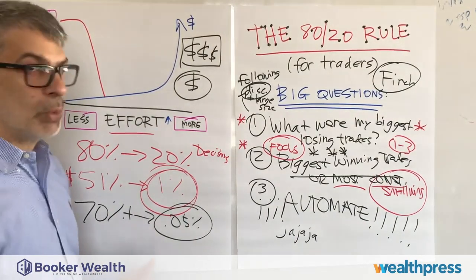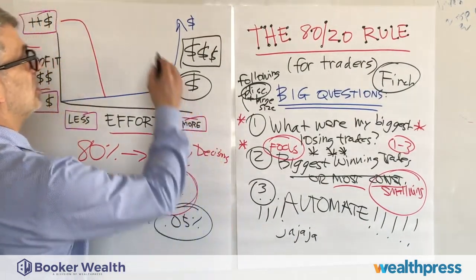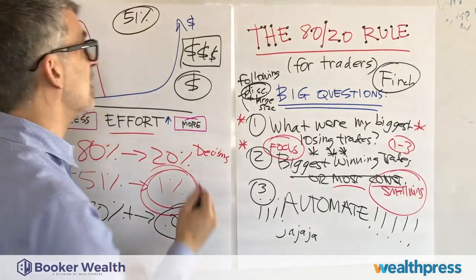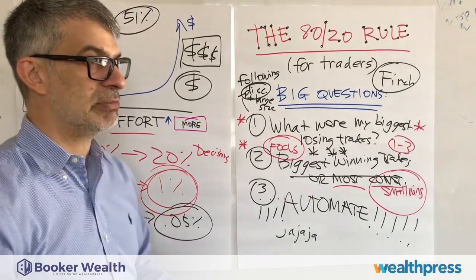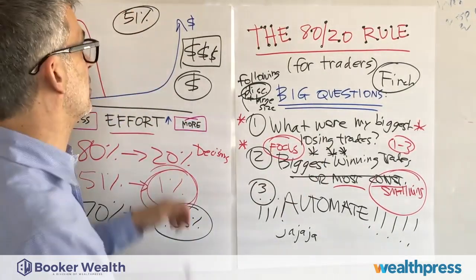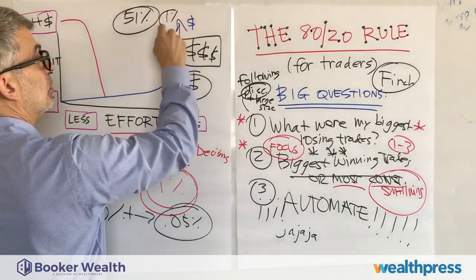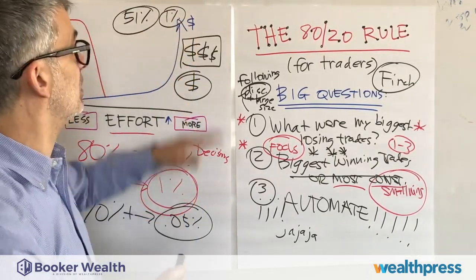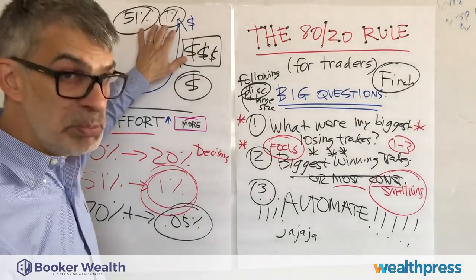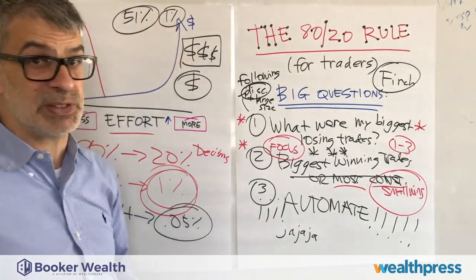In other words, what if there was a choice between having 51% of the profits that you could have as a trader? So let's say that you were making $100,000 a year as a trader. What if you could make $51,000 a year, but you could start doing it with only 1% of the time and effort expended that you used to do? For some people, that makes sense. Now, for some of you, that doesn't make any sense.